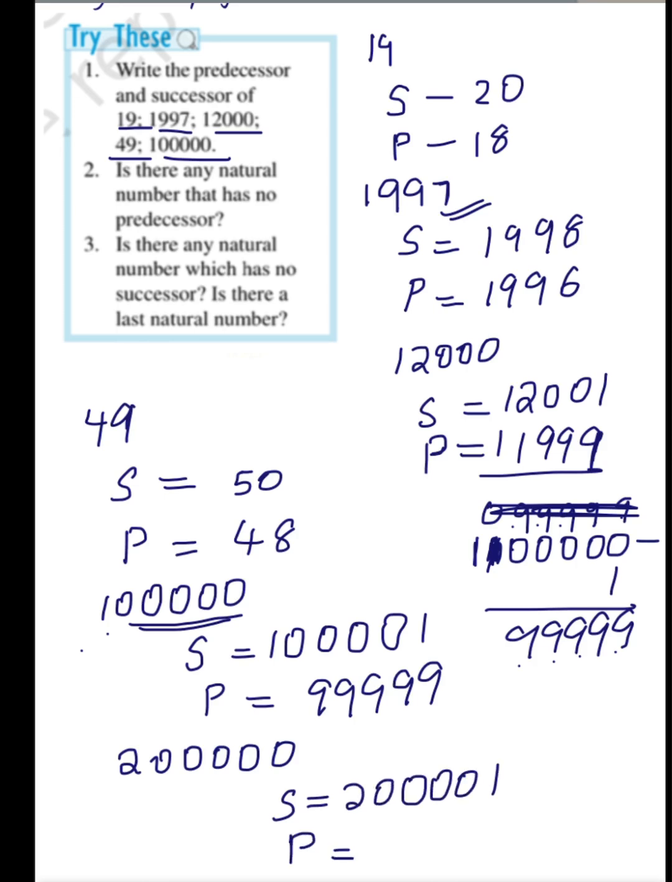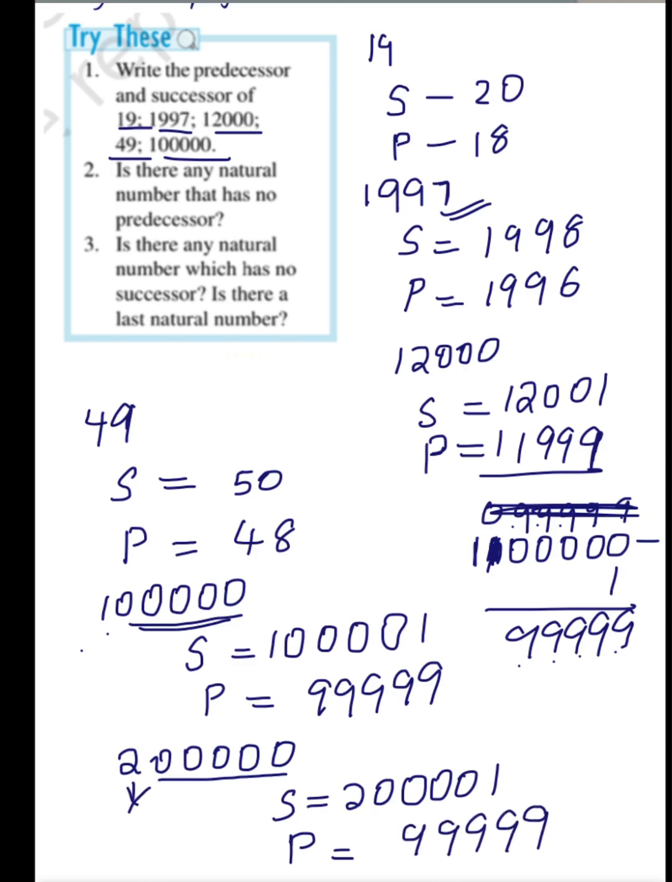Now what about the predecessor? In order to find the predecessor, here also you can transform all these zeros to 9. How many zeros? 5 zeros. So you can put 5 nines: 1 2 3 4 5.